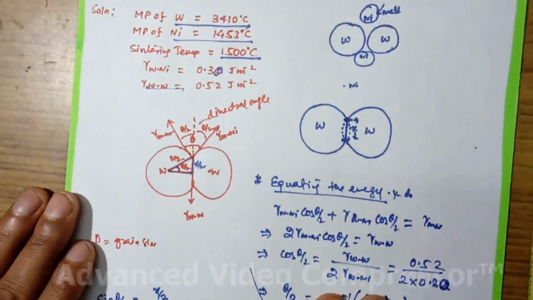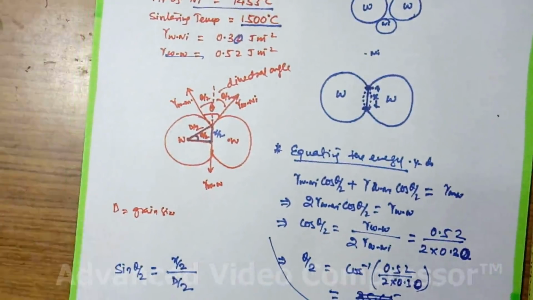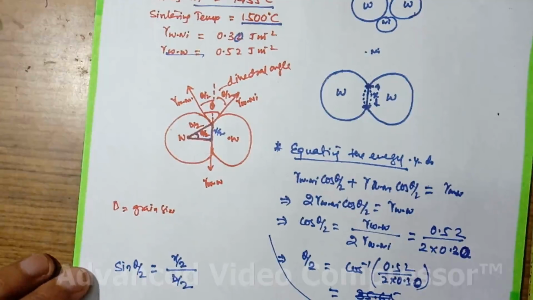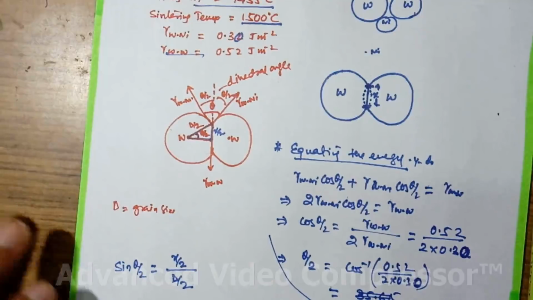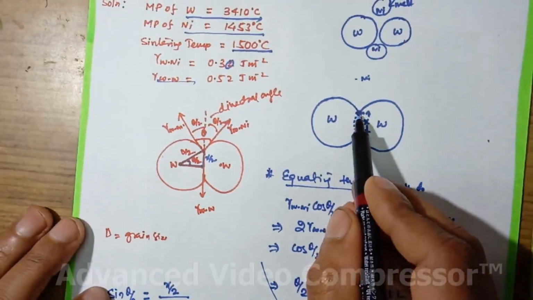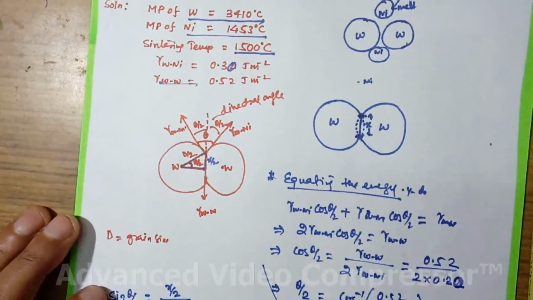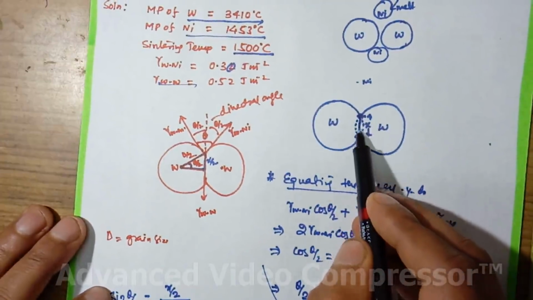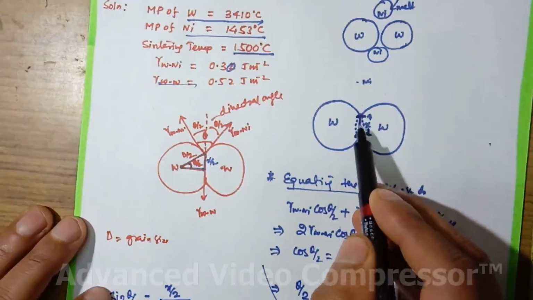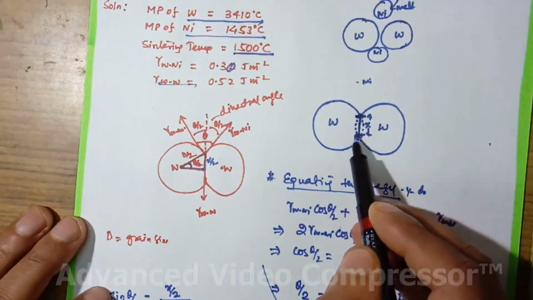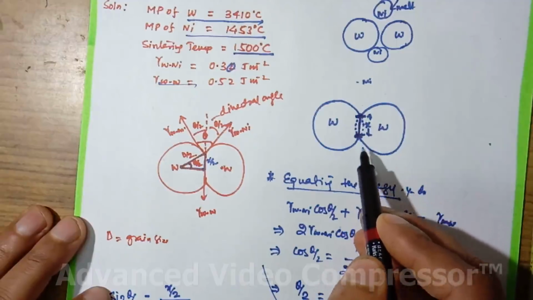So guys, hope you have understood this. The thing you need to remember in this question is the formation of the neck and the structure in which this neck is formed. This length, basically this diameter, because it's a circular contact, is the neck size.